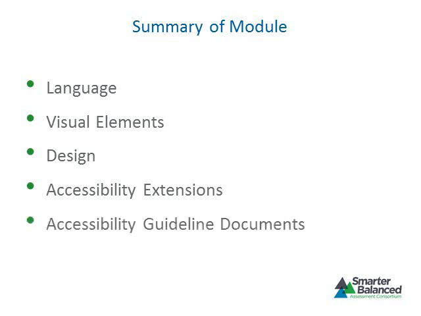This module also introduced reviewers to the several documents Smarter Balanced has developed to help guide the development and review of items to ensure they are as accessible as possible for all students. Considering each of these issues will help review committee members identify items, tasks, and stimulus material that do not meet the standards for accessibility established by the Smarter Balanced Assessment Consortium.